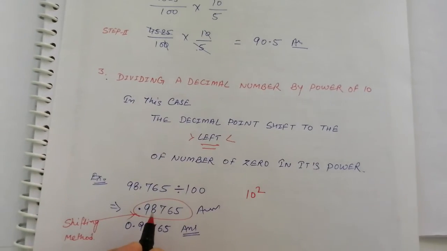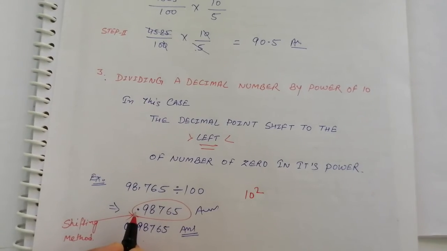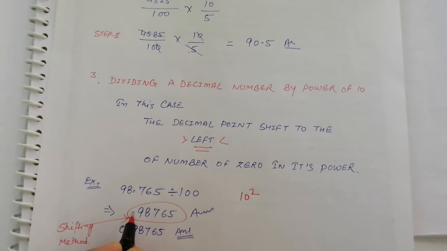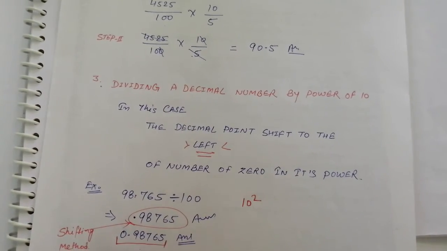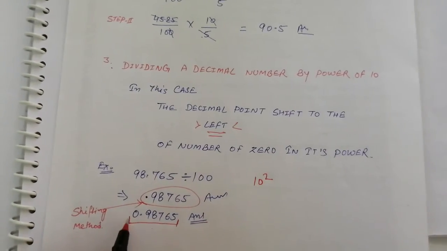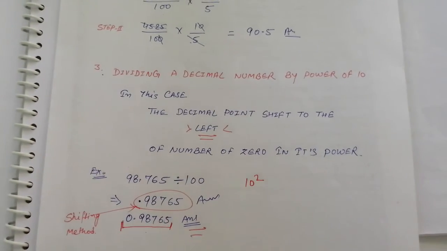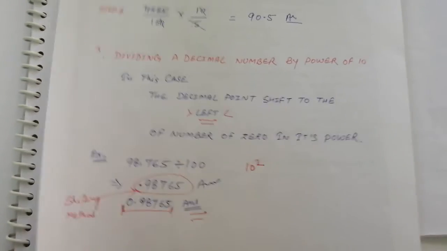Now the question is 98765, but the decimal shifts left side. The proper rule gives 0.98765 as the answer. It is a proper pattern. Okay, that is a clear explanation of the properties of decimals. In the next class we have the next chapter. Thank you.